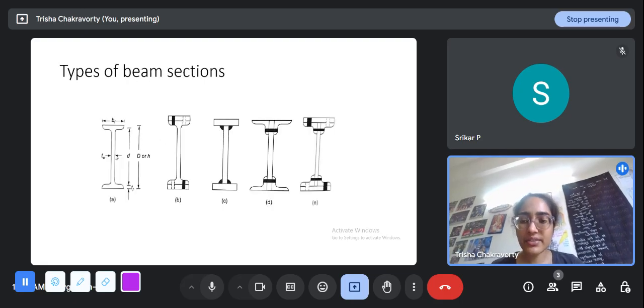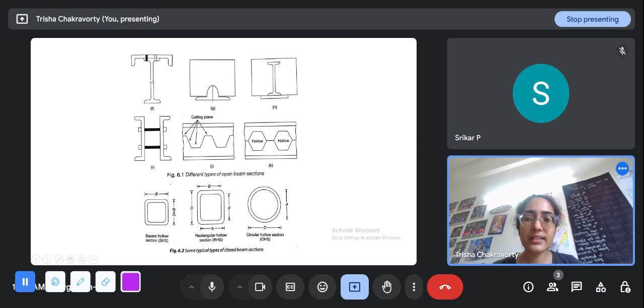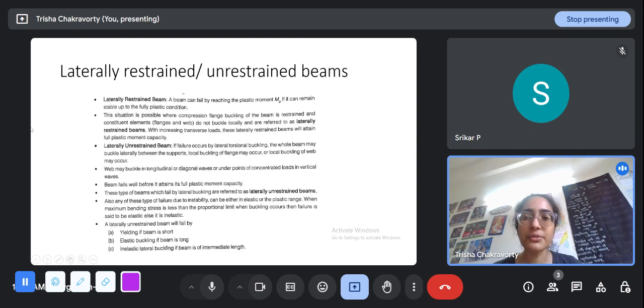These are types of beam sections. This is just a joist. This is a joist with plates. This is a built-up I section. This is another. These are all built-up I sections. This is a built-up I section with an I and a channel on top. So there can be many combinations we can use.